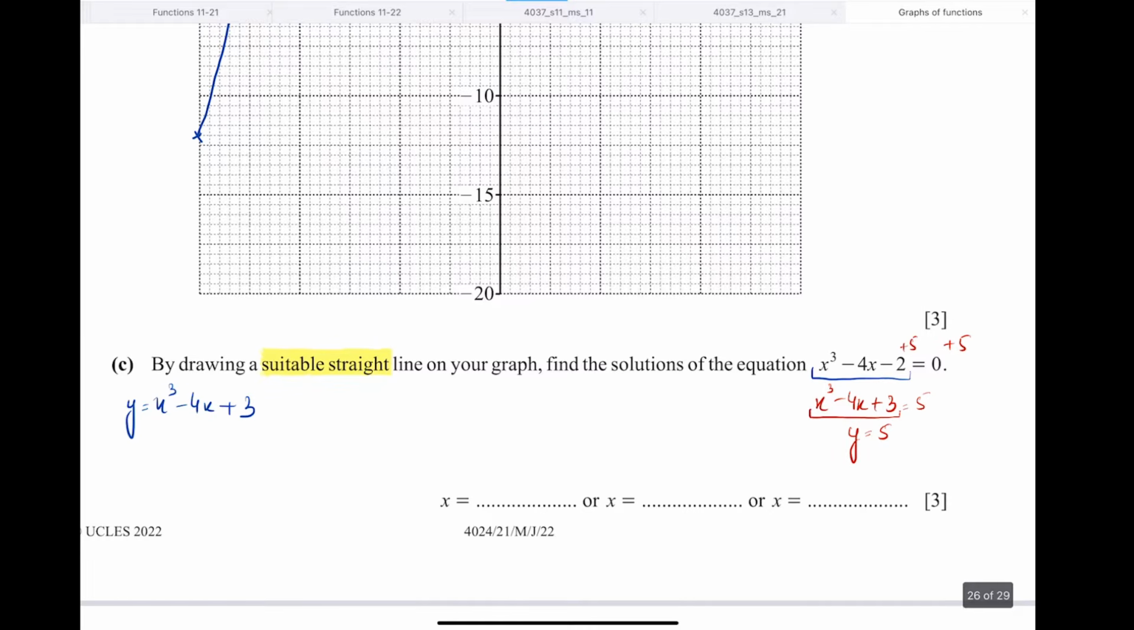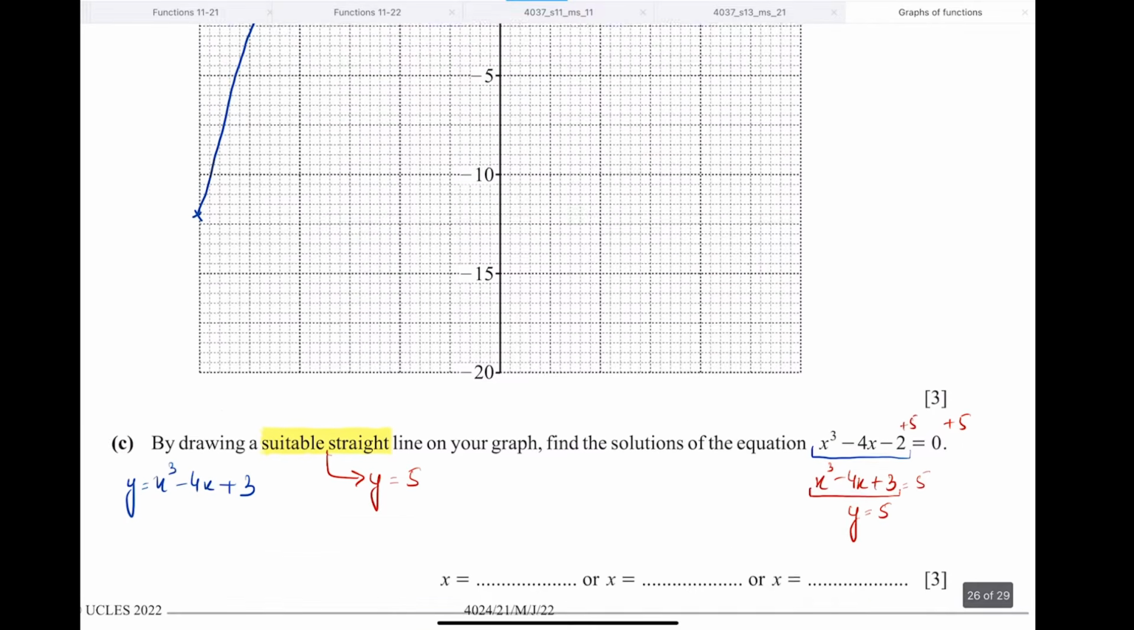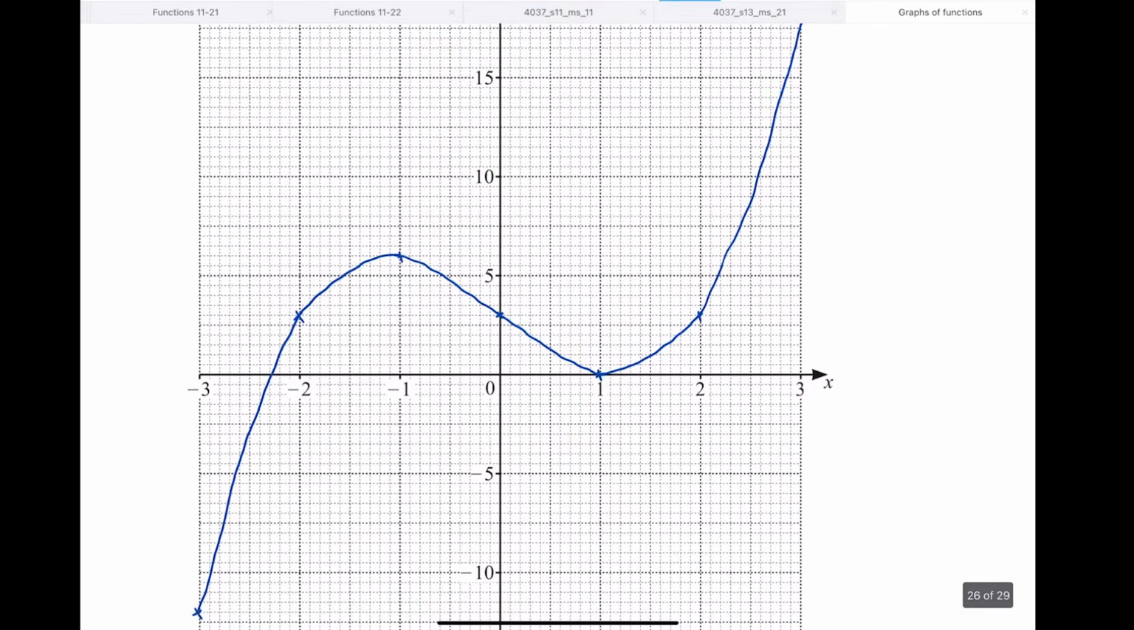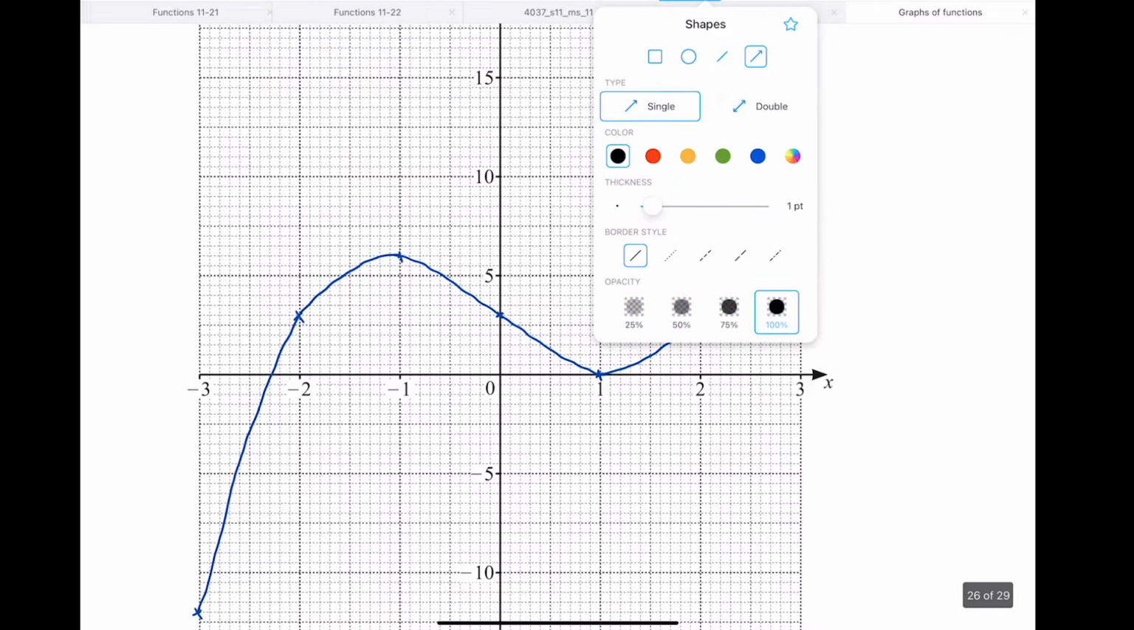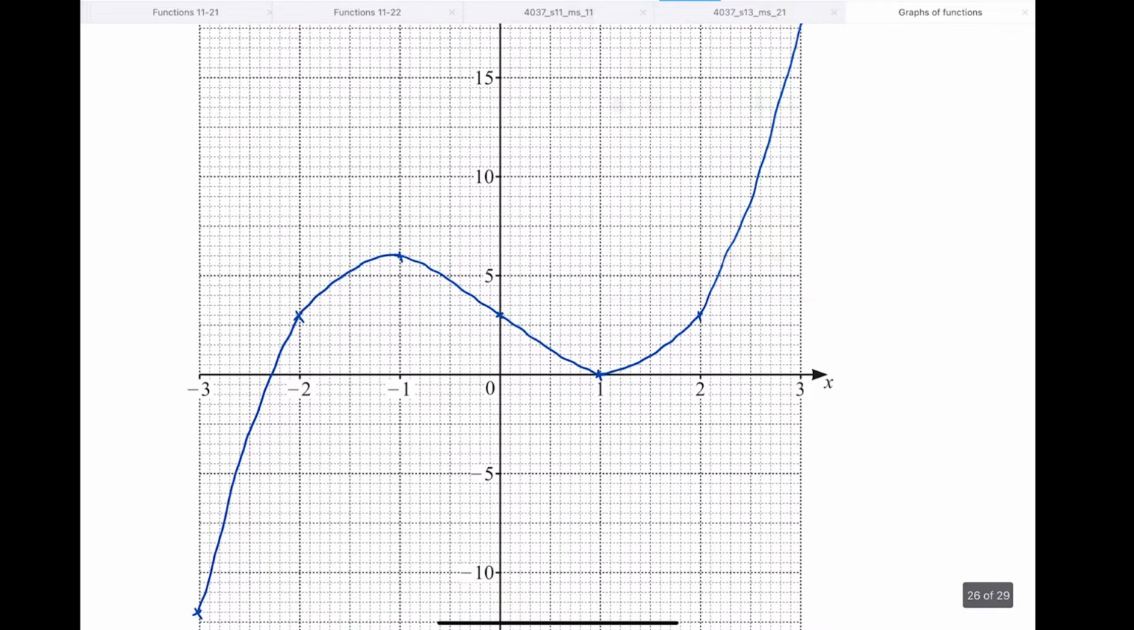So when the question said by drawing a suitable straight line, what is that suitable straight line that we're going to draw? It's y equals to 5. Okay, so y equals to 5. What kind of a line is y equals to 5 going to be? Please do not say straight, since all lines are straight.